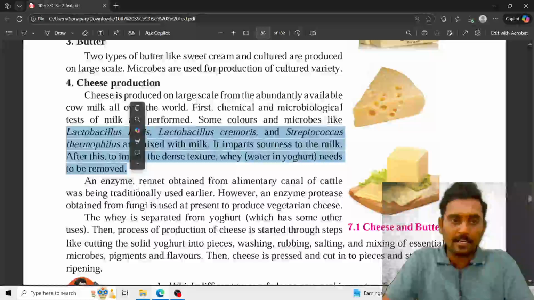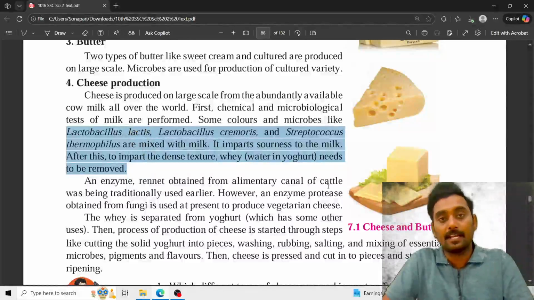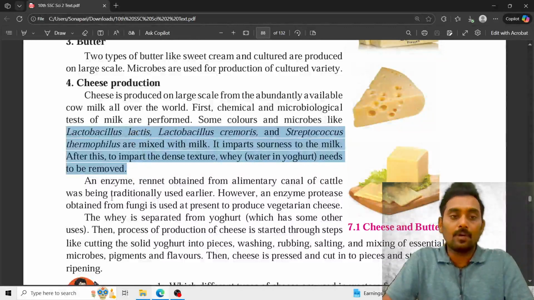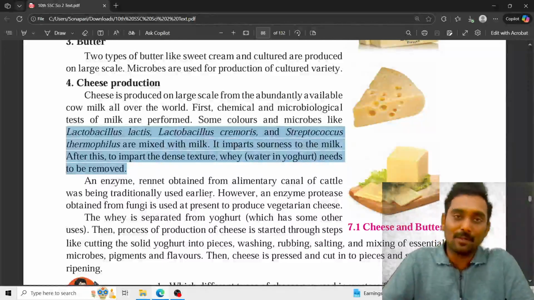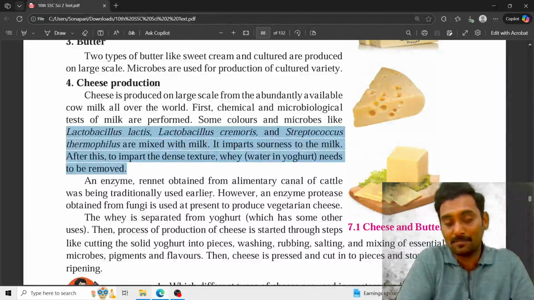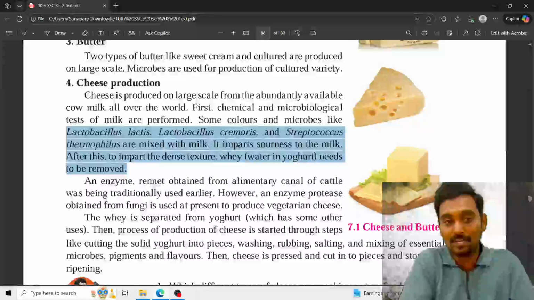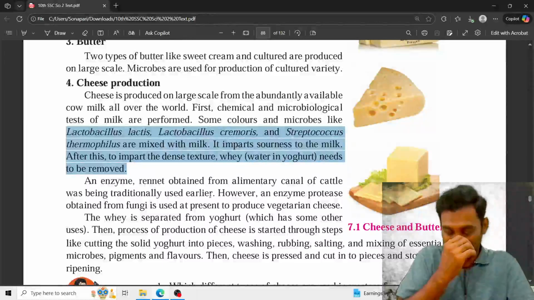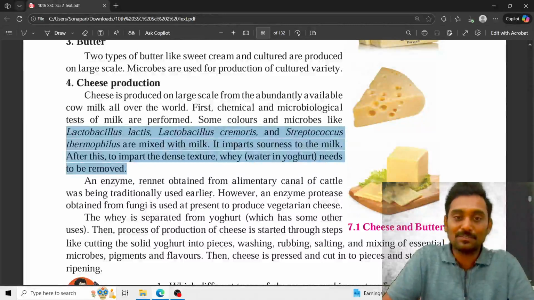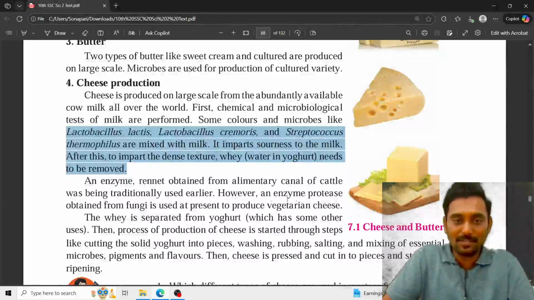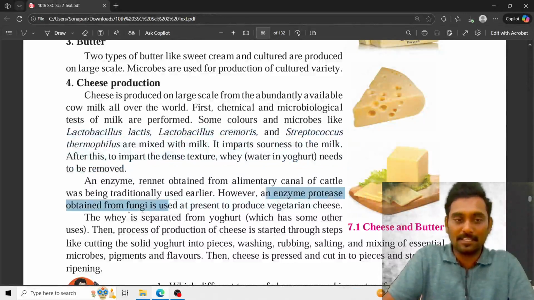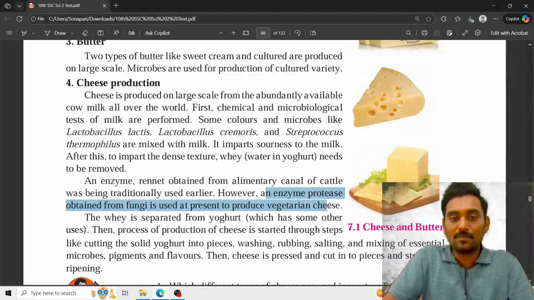An enzyme, rennet, obtained from the alimentary canal of cattle, was traditionally used earlier. From the alimentary canal of cattle we remove the enzyme rennet, and that is used for making cheese. However, the enzyme protease obtained from fungi is used to produce vegetarian cheese.